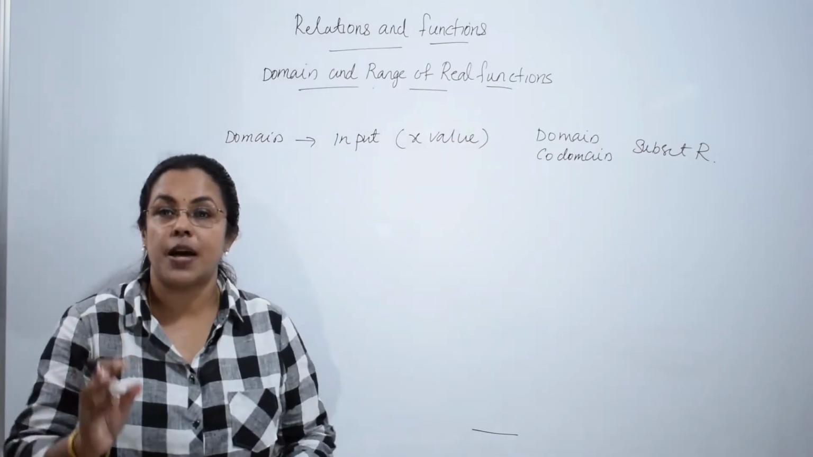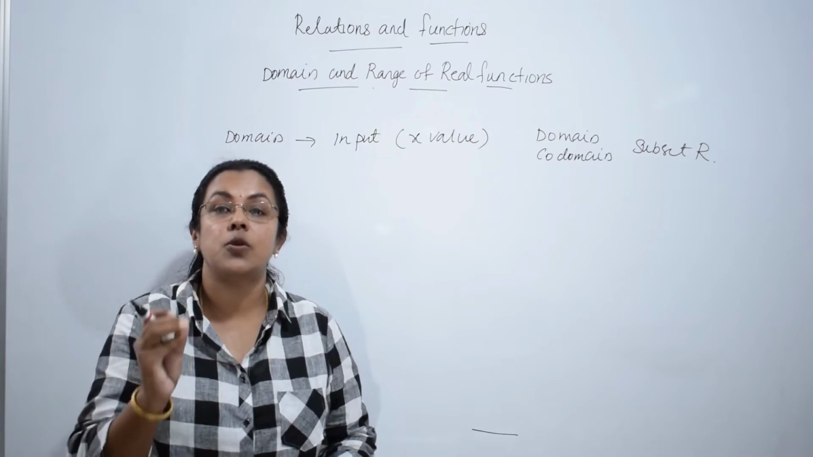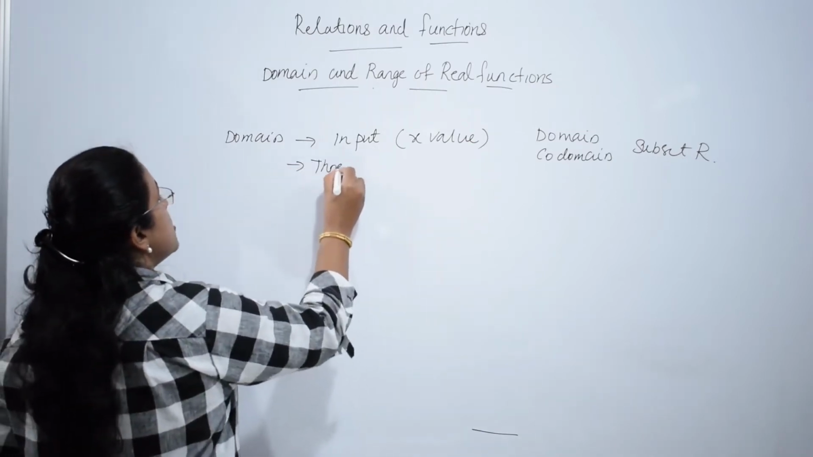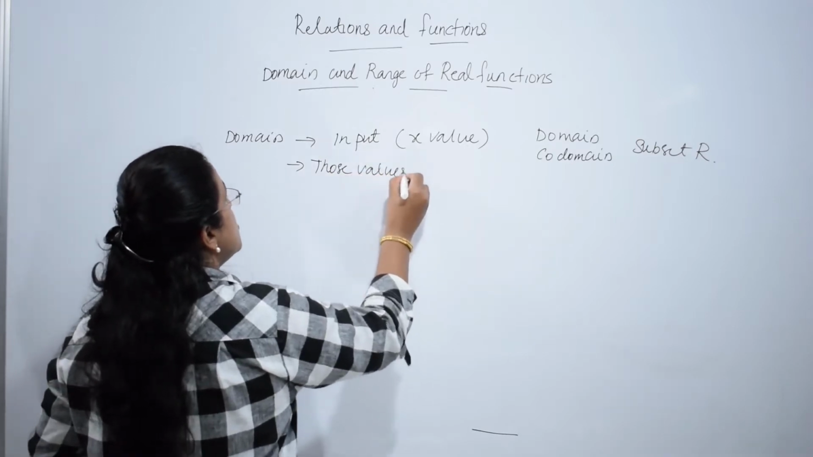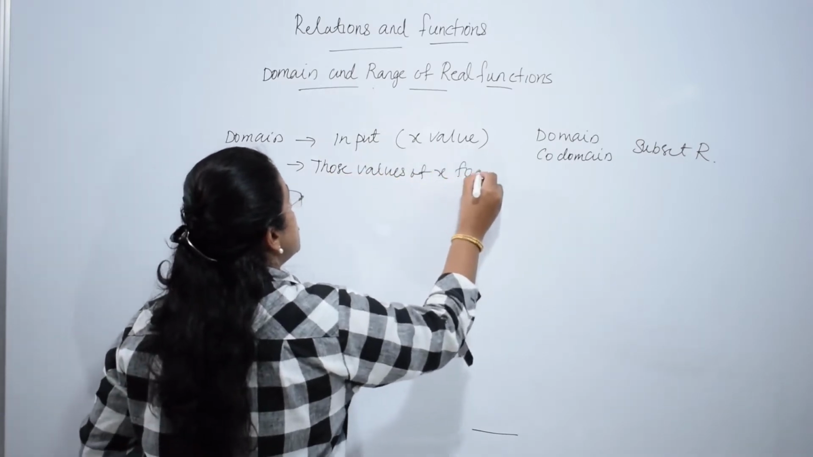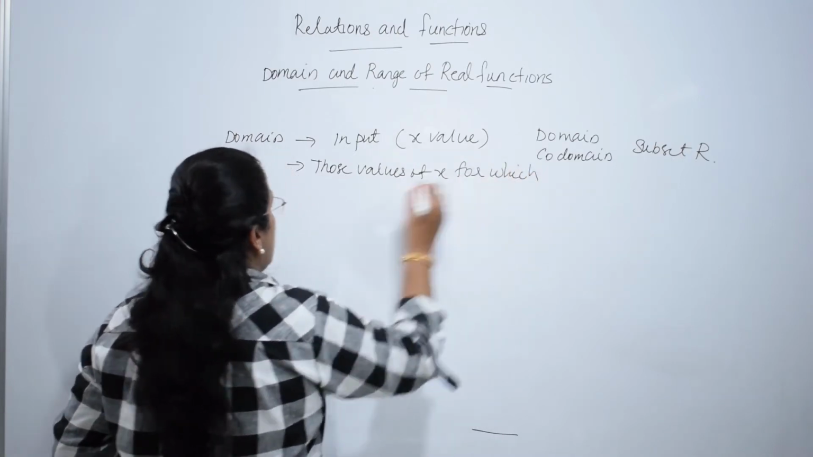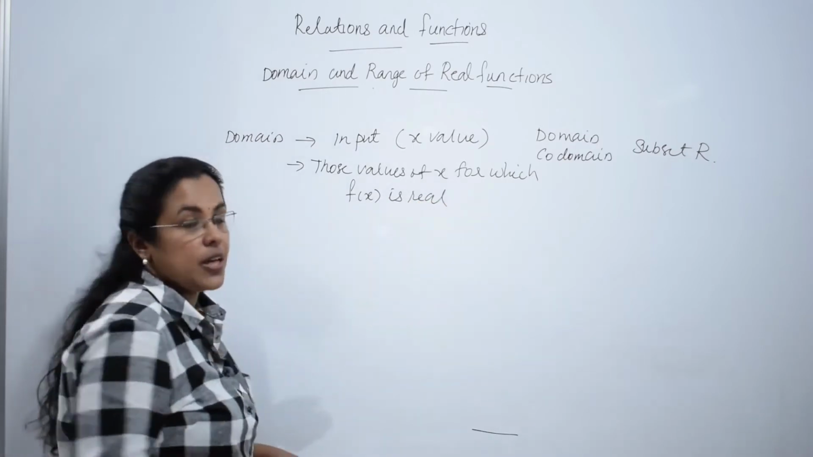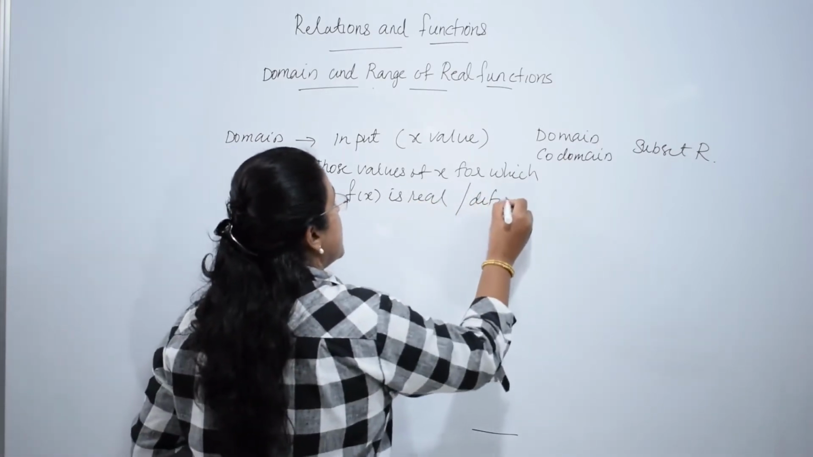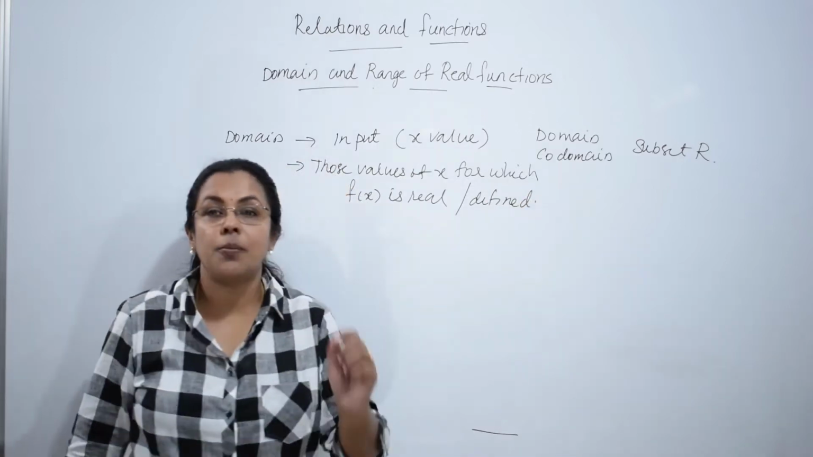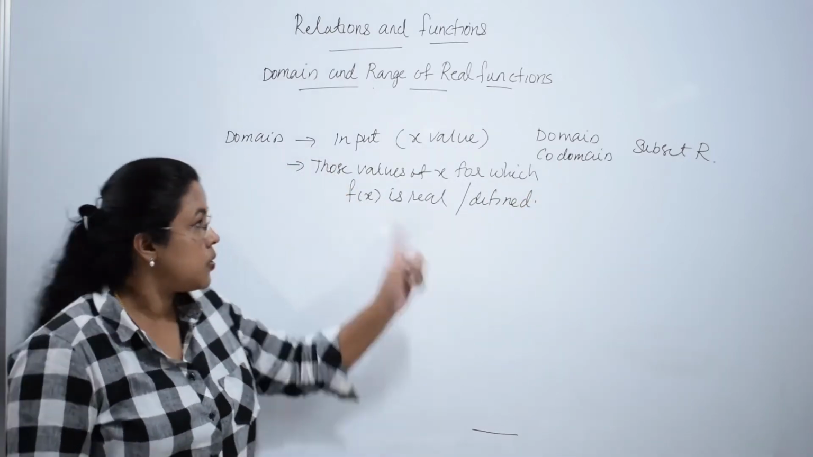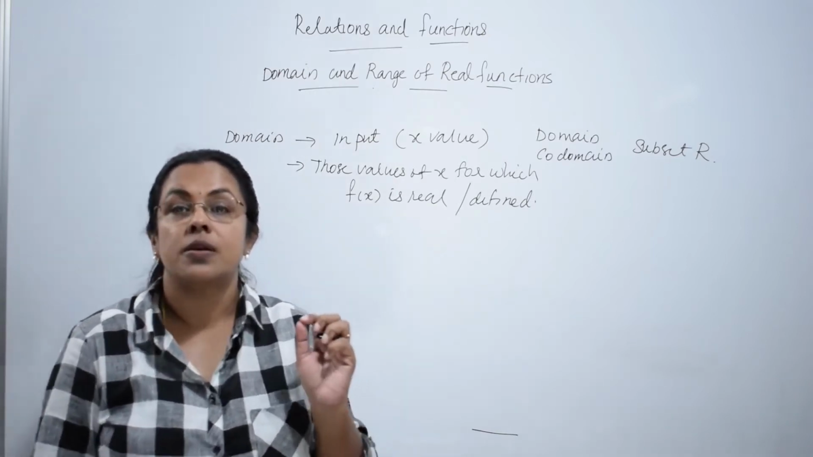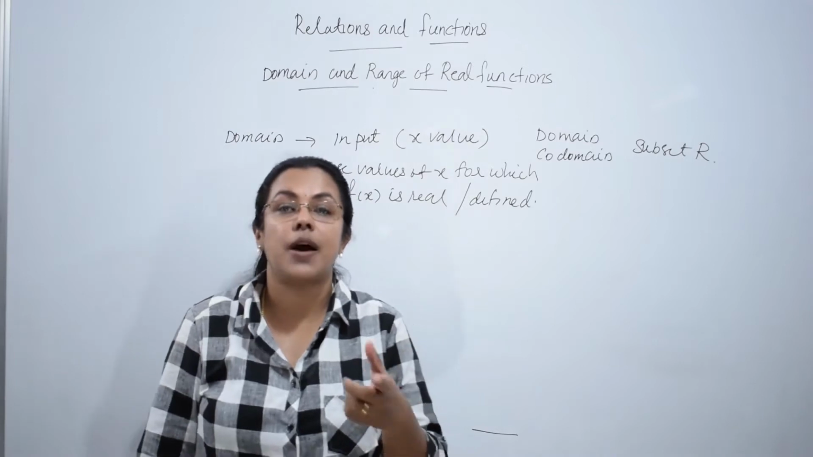Input means x value. What are the x values possible? Or those values of x for which f of x is real, or defined. Domain is nothing but those values of x for which f of x is real. Then, what are the possible values of x?